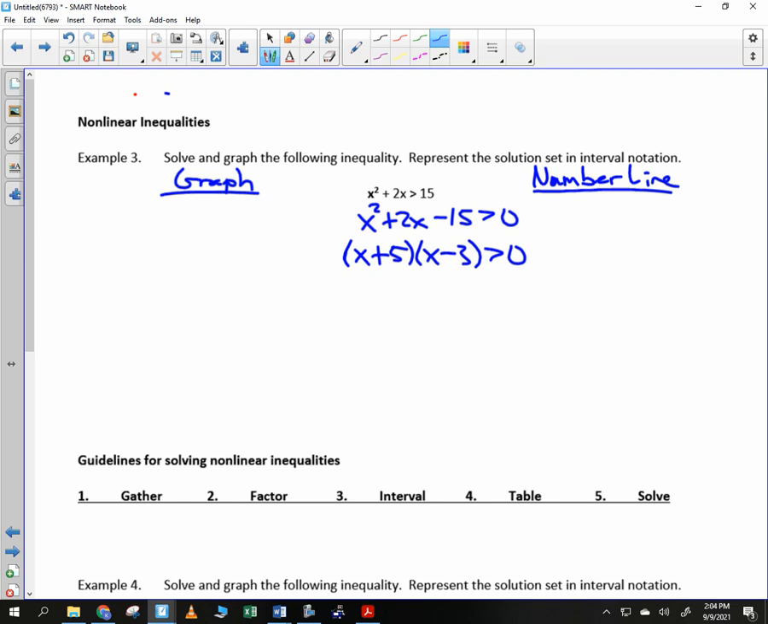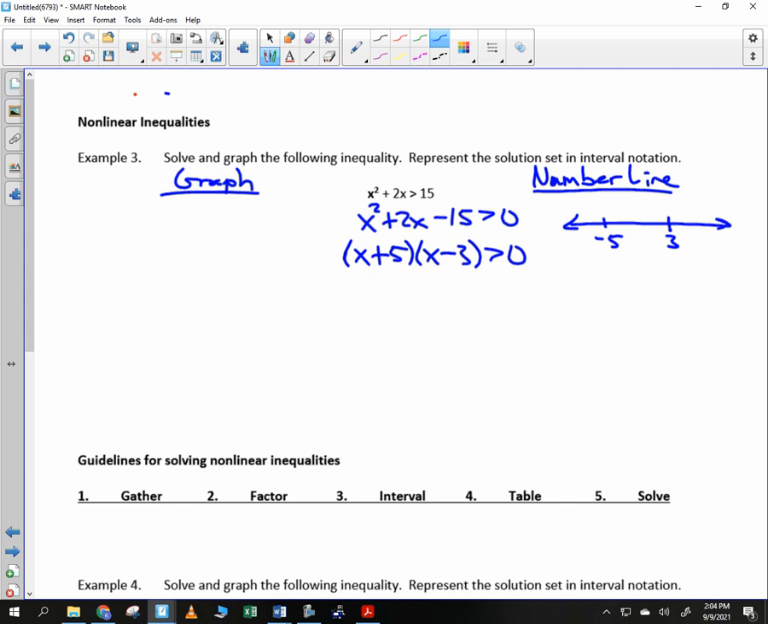So here's what we do. We make a number line. And it's a very simple process. Anybody want to guess what two numbers we put on the number line? Negative 5 and positive 3. Way to go. Because those are the values that give us 0.